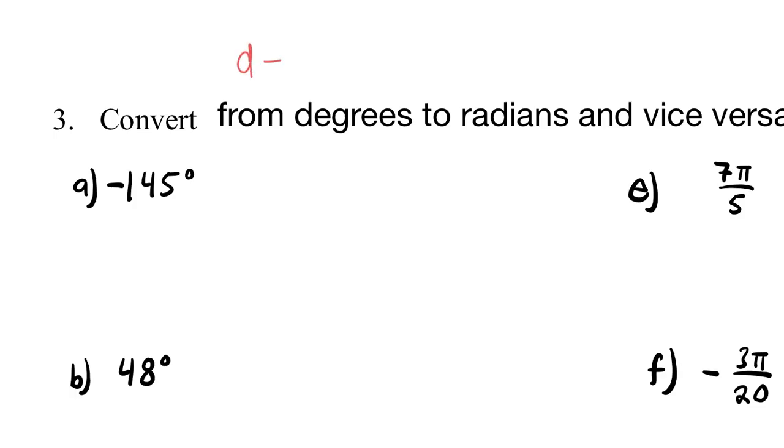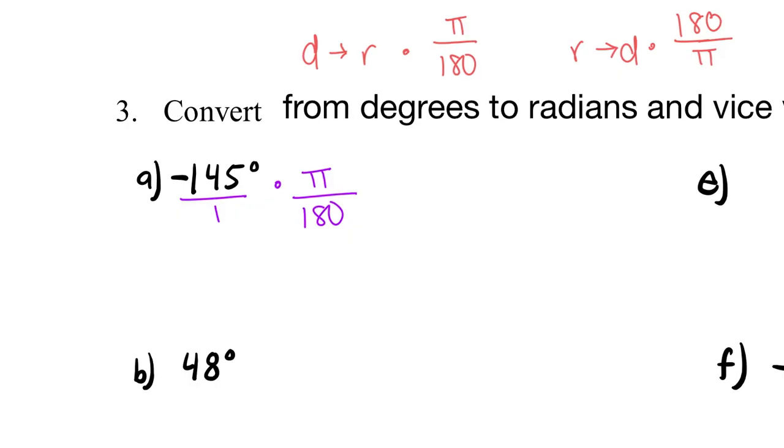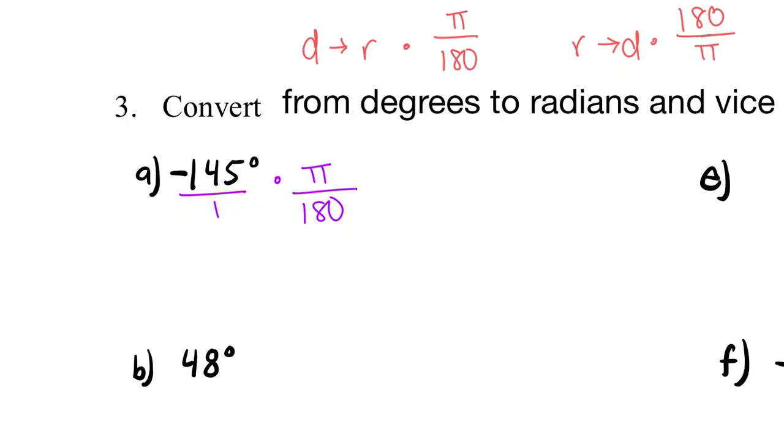Degrees to radians is you're multiplying by pi over 180, and radians to degrees, you're multiplying by 180 over pi. Okay, so if we're looking at A, this is in degrees. I have to go ahead and change it to radians. So that means I'm multiplying by pi over 180. If you can, cross simplify. Remember, you do not have a calculator. So simplify if you can.